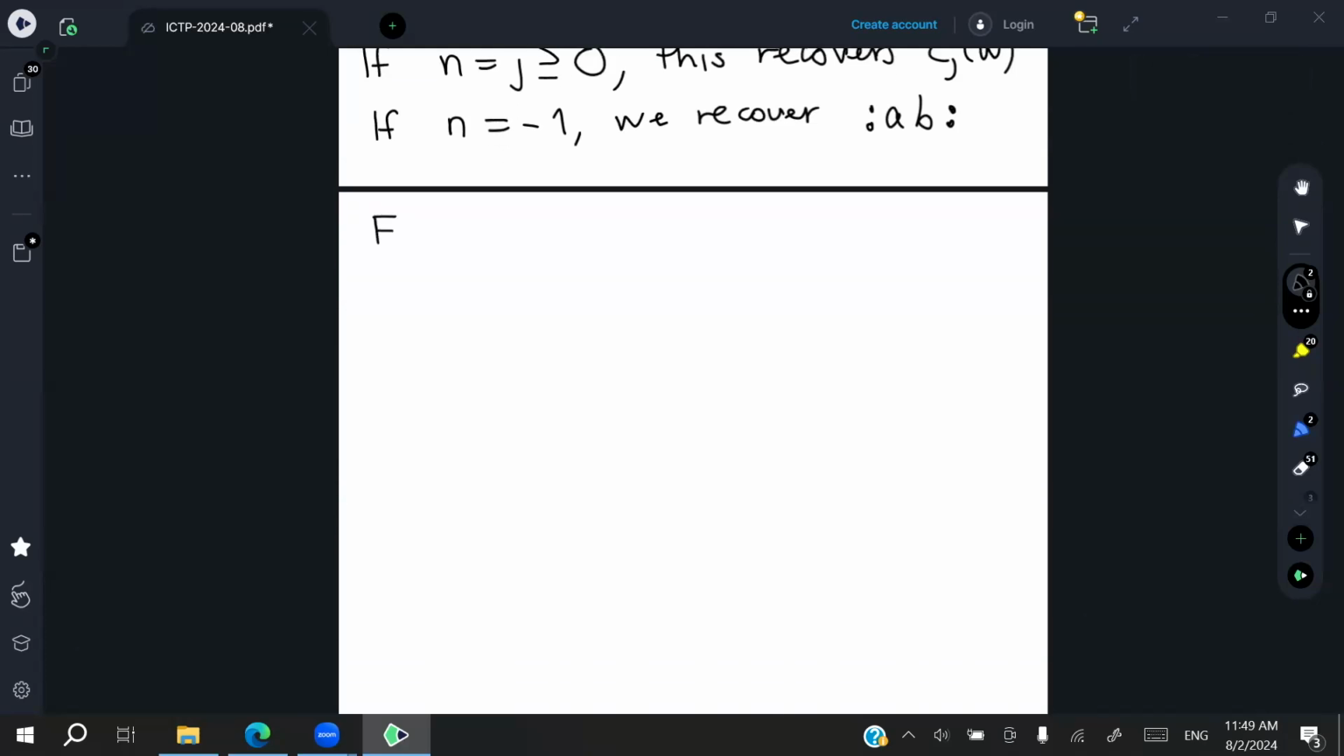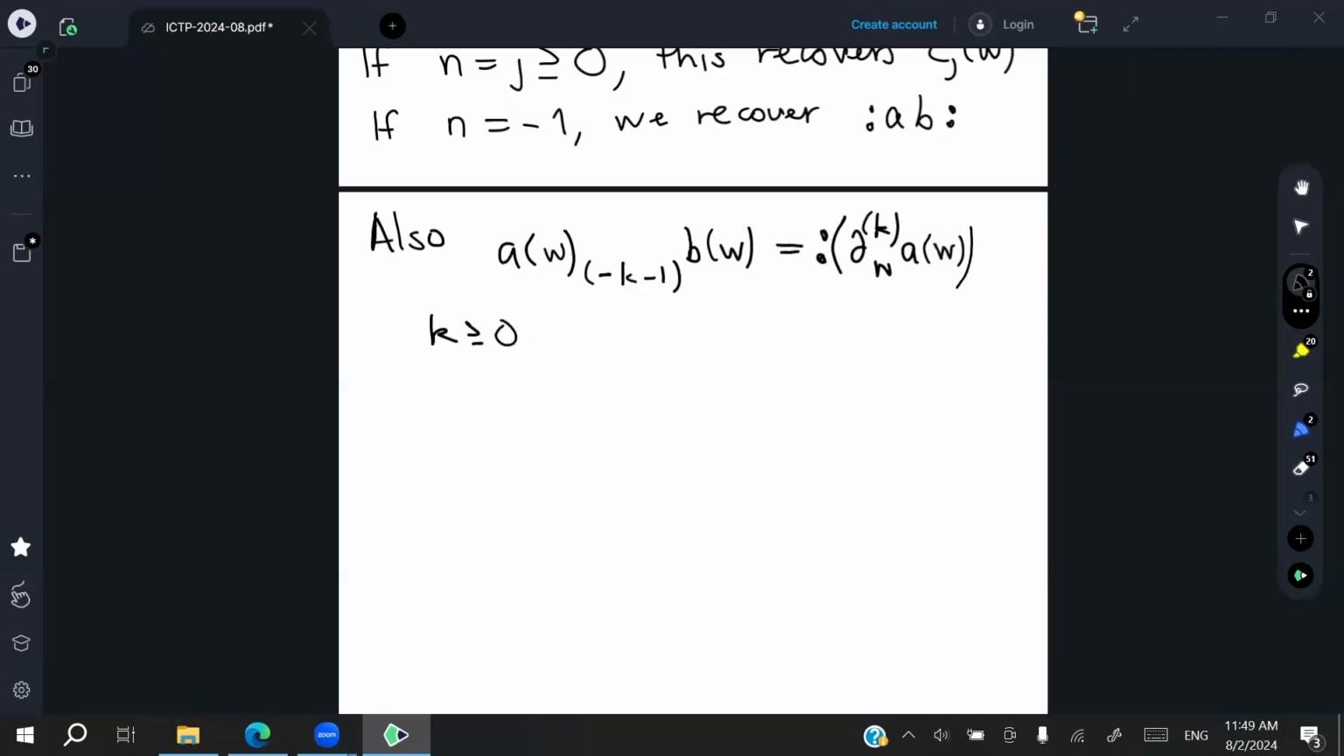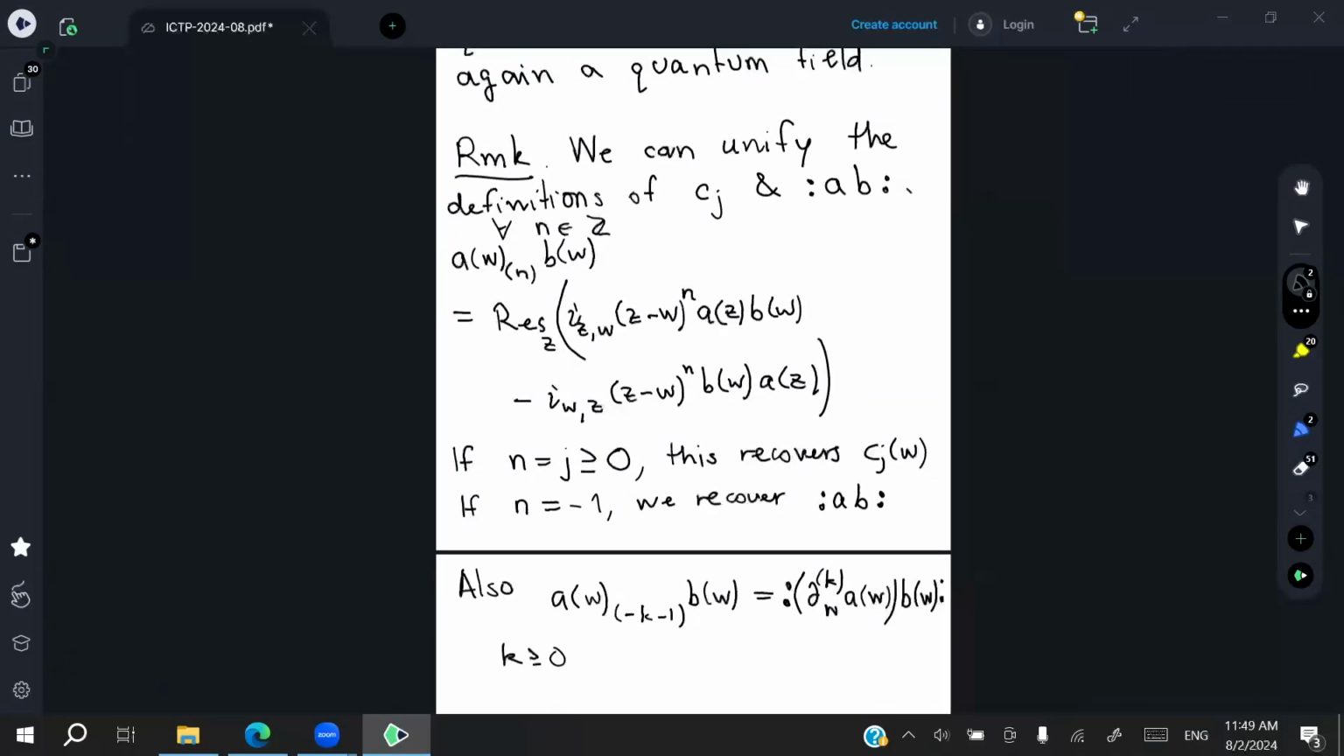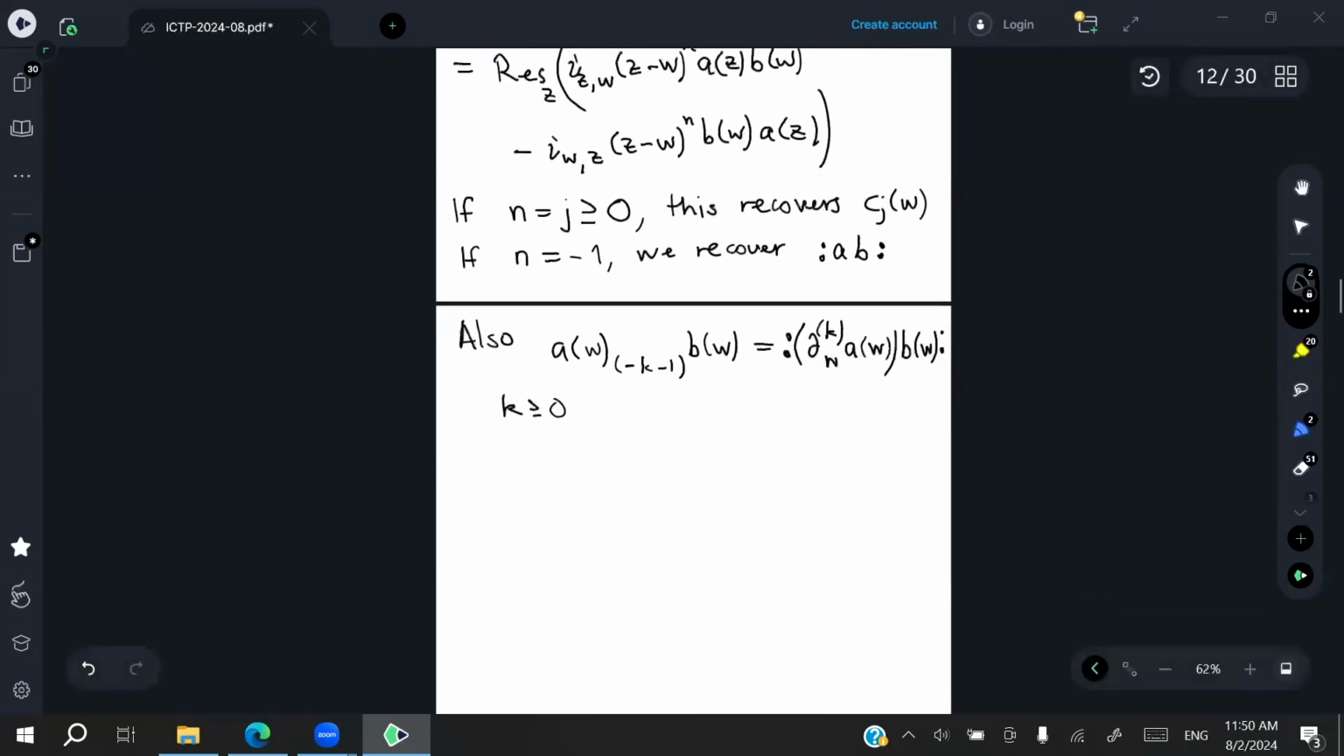Also, taking minus k minus 1, where I'm thinking of k as being greater than or equal to 0, on B(w), is actually the same as the normally ordered product of the kth derivative of A with B. So we could either think of this set of products indexed by the integers n, or we could think of three separate things: these coefficients C_j, which correspond to the positive products, the normally ordered product, which is n equals minus 1, and the operation of taking the derivative of a quantum field. It's easy to see that the derivative of a quantum field is also a quantum field. Those three ingredients, derivative, normally ordered product, and coefficient C_j, are the same thing as taking these nth products for all integers n.